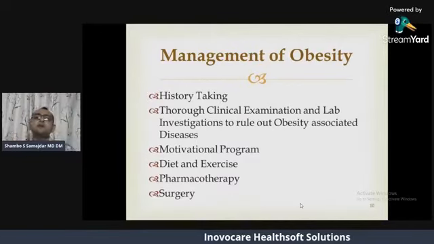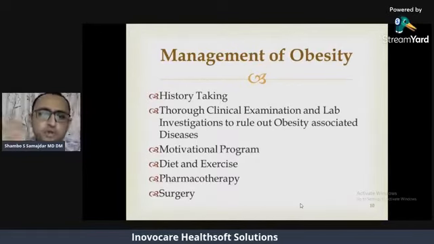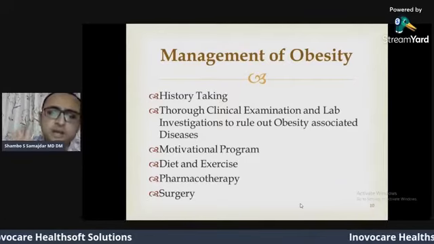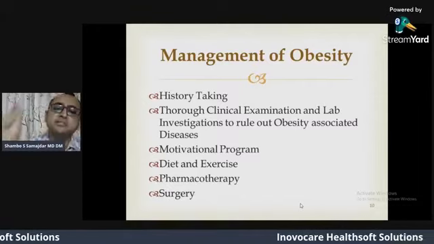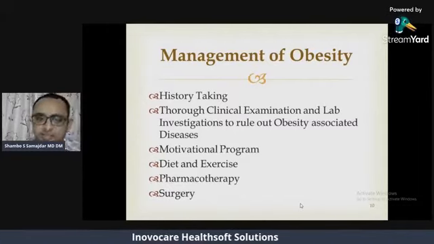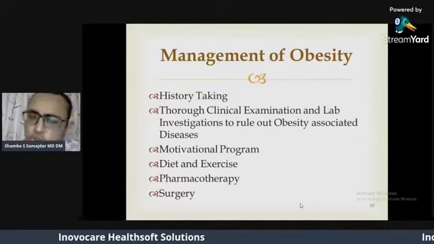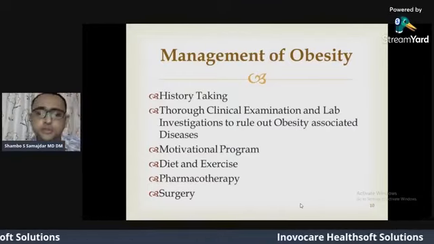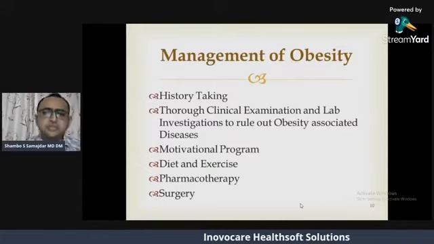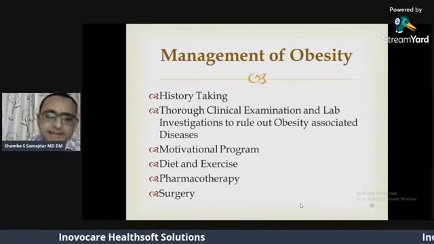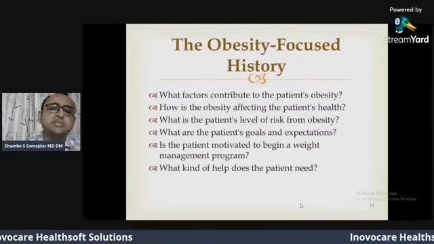So management of obesity, first of all, the most important thing is history taking. History taking is one of the most important parts, because the management of obesity starts from history taking. I will tell you why this is important. Then thorough clinical examination and lab investigations to rule out obesity associated diseases. Motivational program, help of a psychologist is very important. Diet and exercise, pharmacotherapy and surgery.